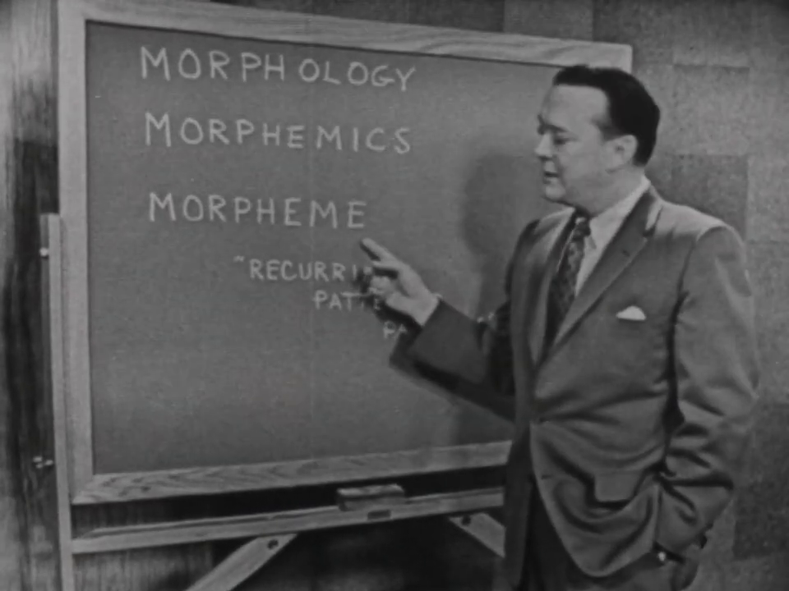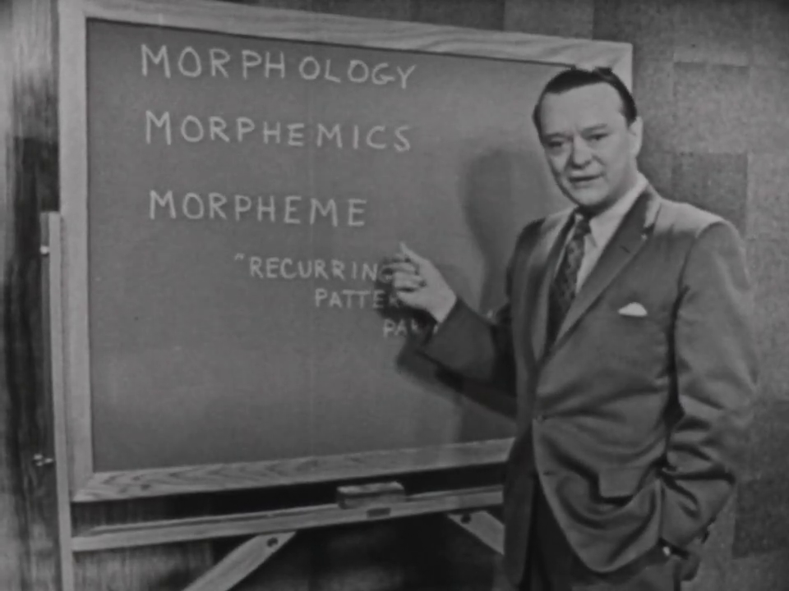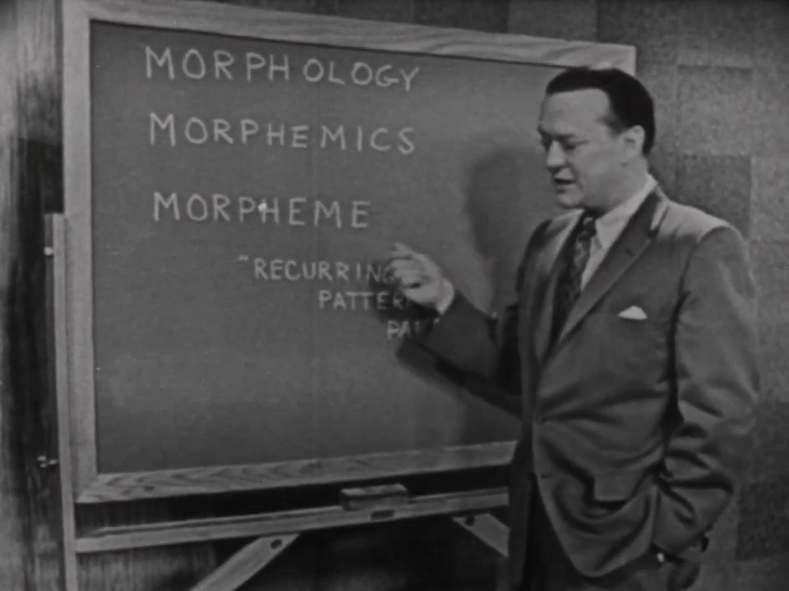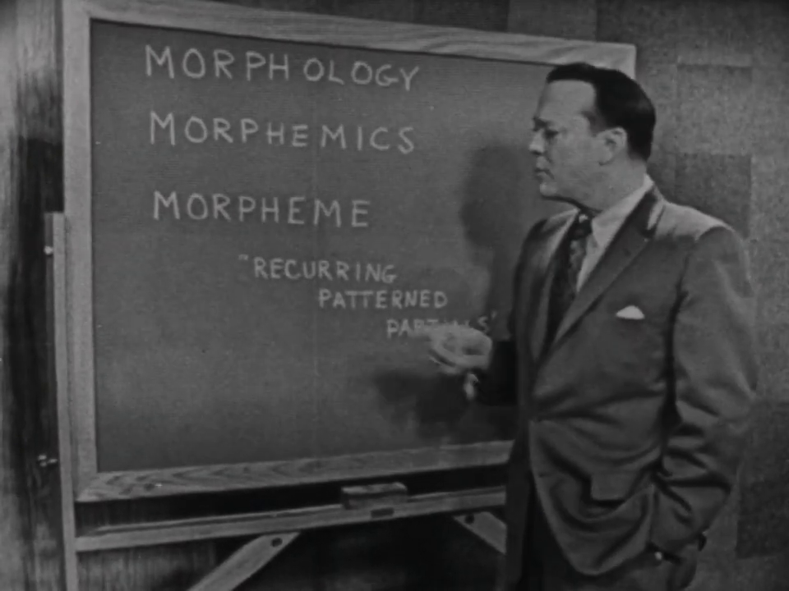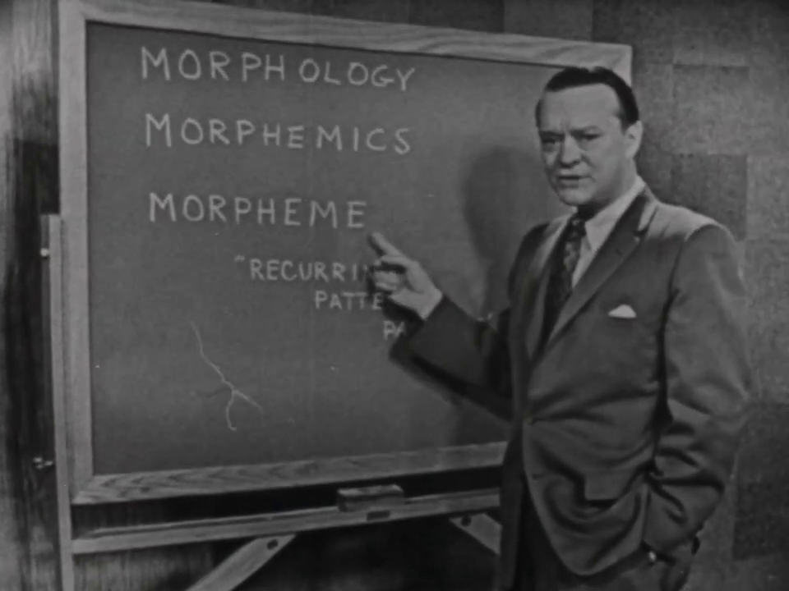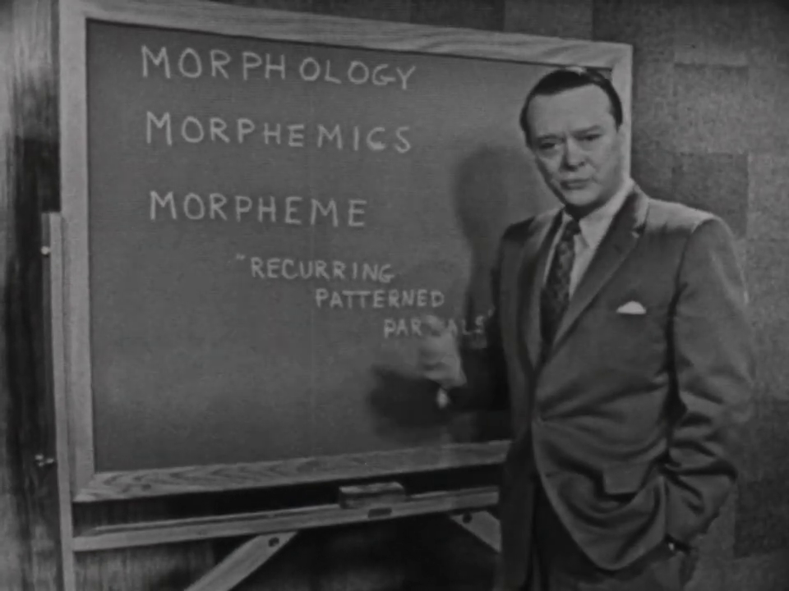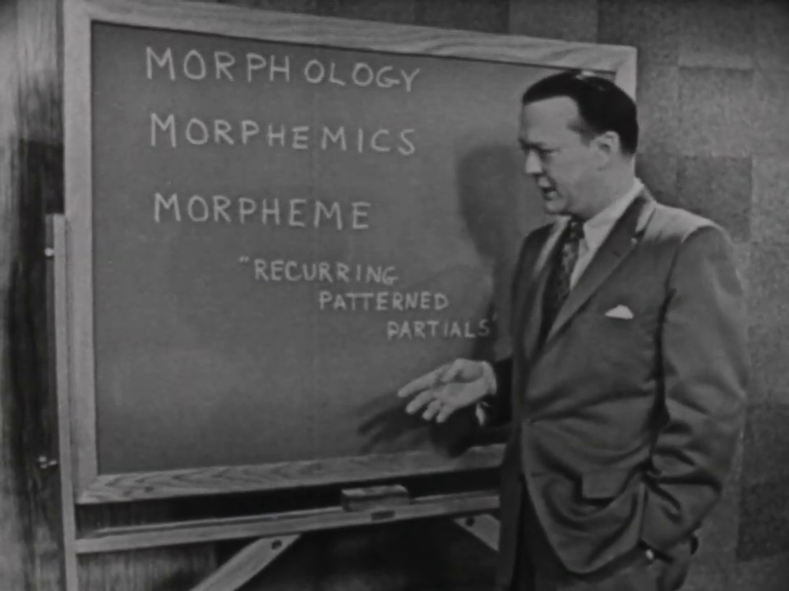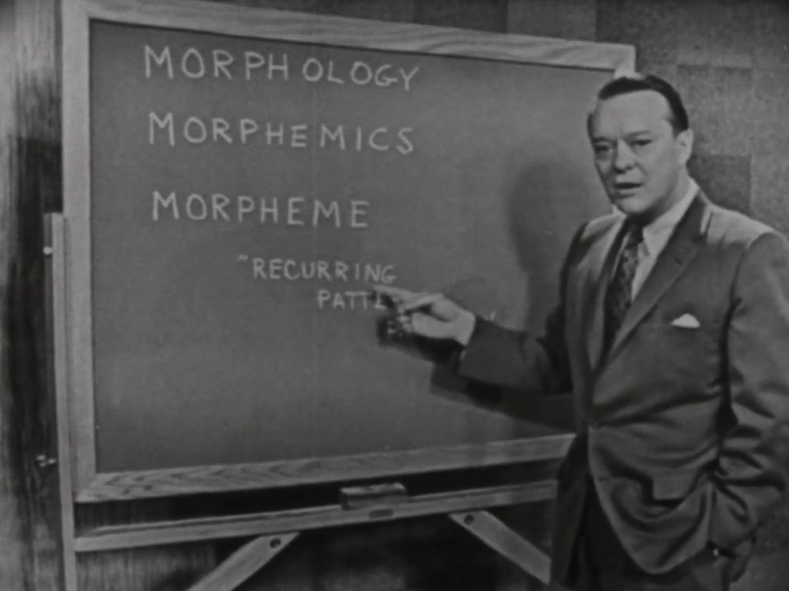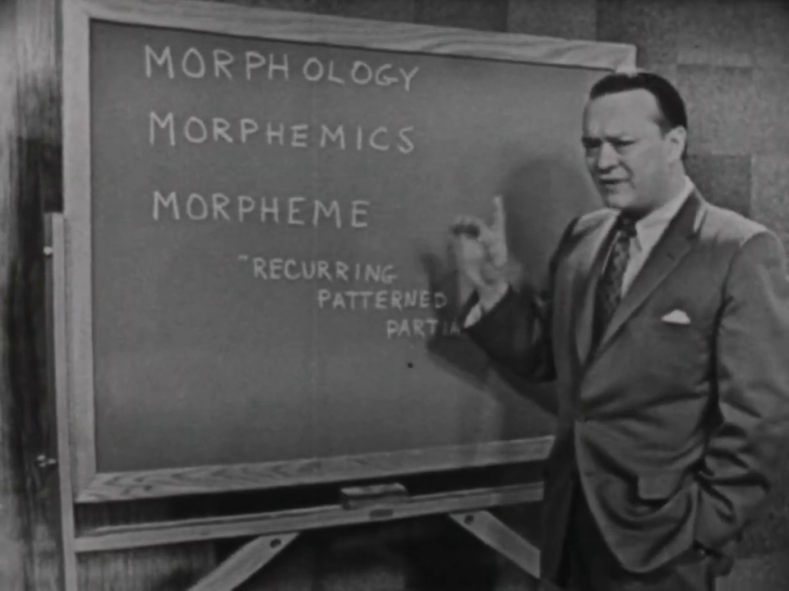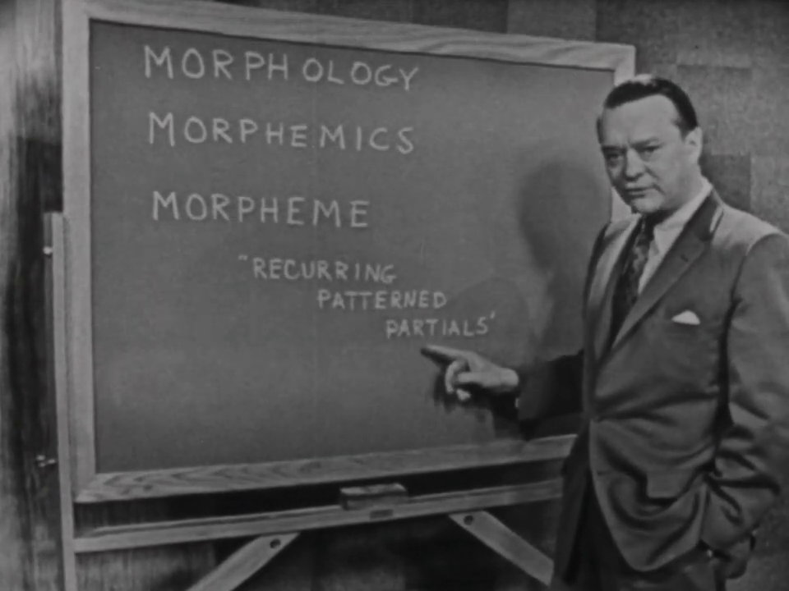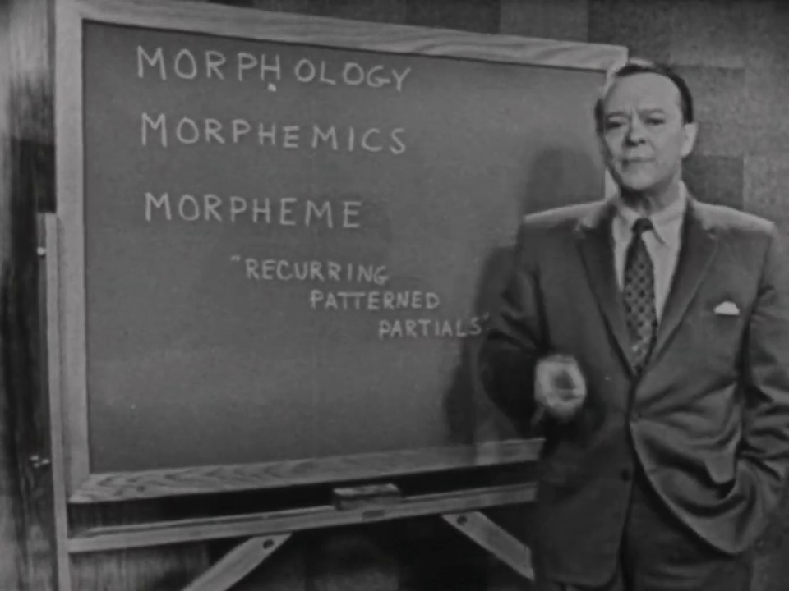Now, the morpheme is actually the smallest significant grammatical unit, the smallest unit of combinations of sounds that has grammatical significance. In just a moment, we're going to see what we mean by grammatical significance. But these morphemes are seen as we talk, or if we look at a text that's been written down, to come back over and over again. In other words, they recur. So how we're going to identify morphemes first is to see them as recurring patterned partials. Let me show you what I mean.